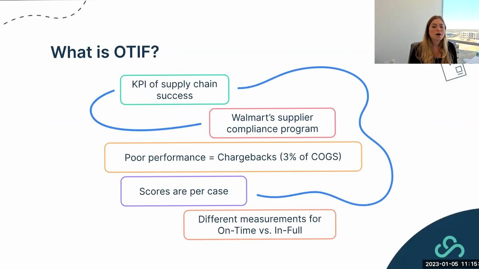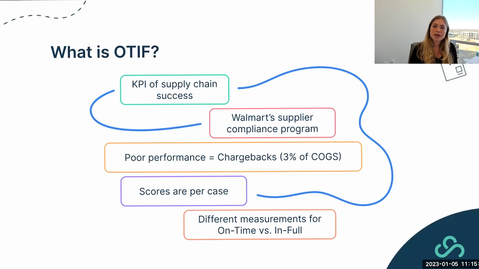And so what they try to introduce is this OTIF program in order to prevent that from happening. And if it does happen, they're going to charge the supplier for what they're considering lost revenue. And so they charge you in the form of chargebacks, which can be 3% of the cost of goods sold. This is going to be on a per case basis, and there's different measurements between on time and in full.